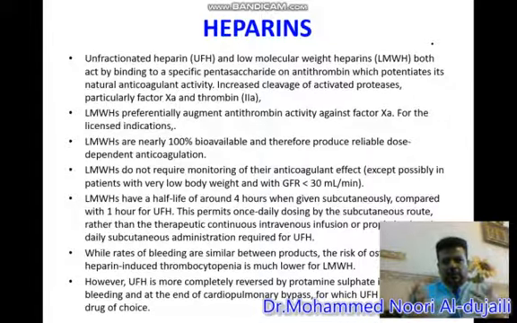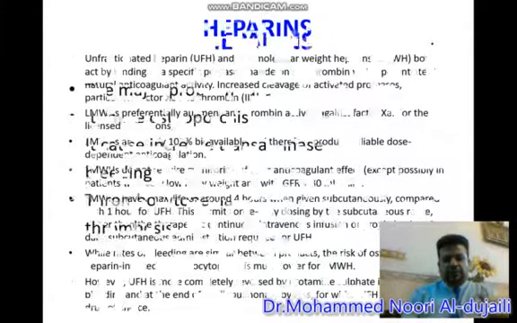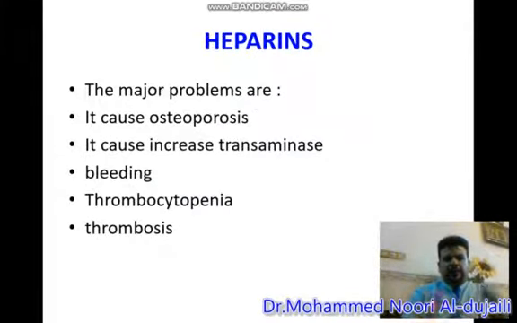cardiopulmonary bypass, in patients with major heart surgery. Heparin side effects: it may cause osteoporosis, increased transaminase, bleeding, thrombocytopenia, and thrombosis, as it may cause heparin-induced thrombocytopenic thrombosis.